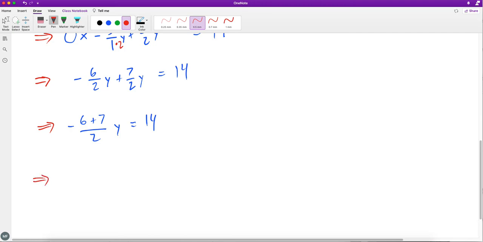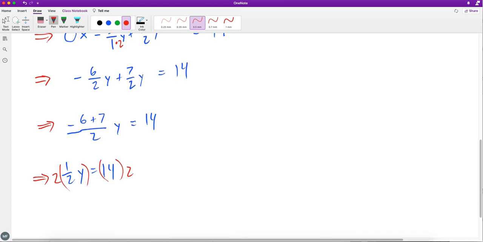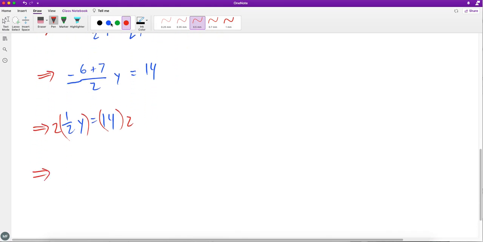Negative 6 plus 7 is positive 1. By the way, I should emphasize that negative applies to the 6, not the entire fraction. So we end up with positive 1/2 y equals 14. And finally, if I multiply both sides by 2, I end up with y equals 28. Okay, cool. That gives me what y is.